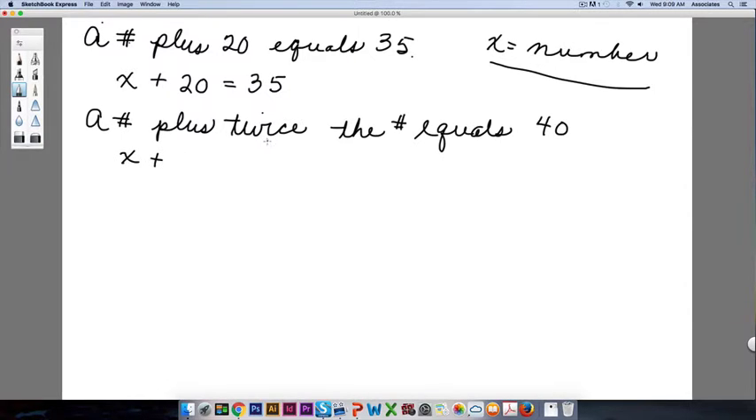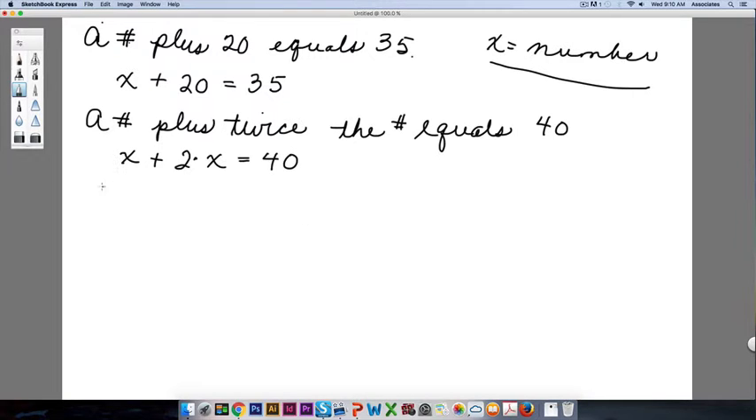Plus, when I think of twice, I know it tells me 2 things. It tells me it's multiplication. It also tells me I'm multiplying by 2. So I'm going to do 2 times the number is x, equals 40. And there I wrote it as an equation.